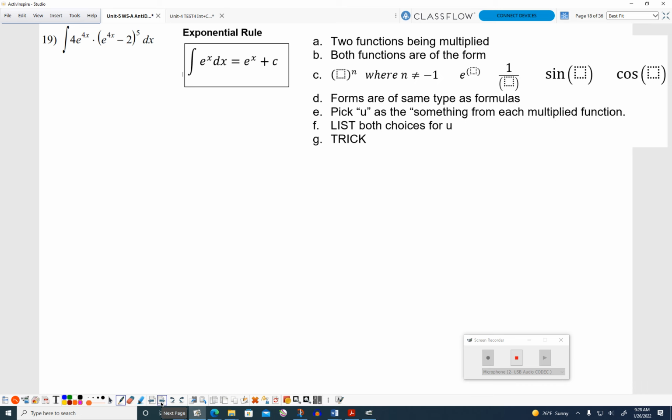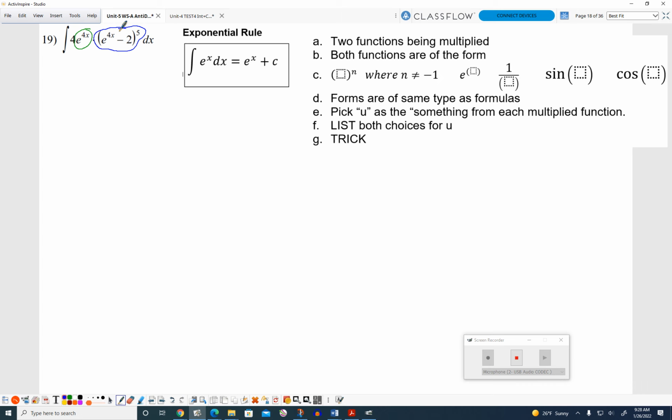Hands up. What are the 2 multiplying functions? Come on. Parker? Would it just be e to the 4x? Nicely done, because the 4 being a multiplier, we don't worry about it. Keep going. And e to the 4x minus 2 to the fifth. So you start out by saying, okay, what are the 2 multiplying functions? 2 points for Parker.